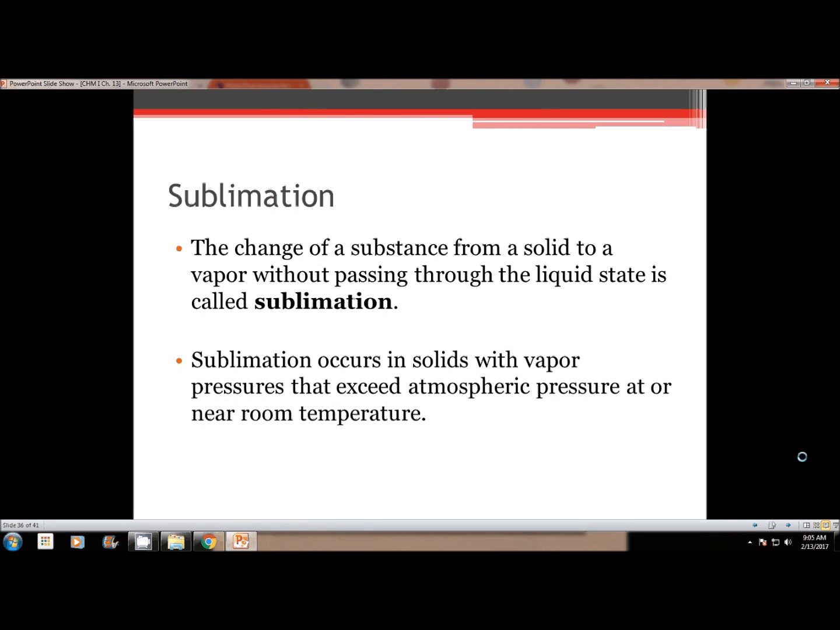The first is sublimation. The change of a substance from a solid to a gas without passing through the liquid state is called sublimation. Sublimation occurs in solids with vapor pressures that exceed atmospheric pressure at or near room temperature. This doesn't happen very often. Sublimation, turning from a solid to a vapor. The most common form that you might ever see. Who knows what dry ice is made out of? Not liquid nitrogen. Carbon dioxide is what it's made out of. Dry ice is carbon dioxide.